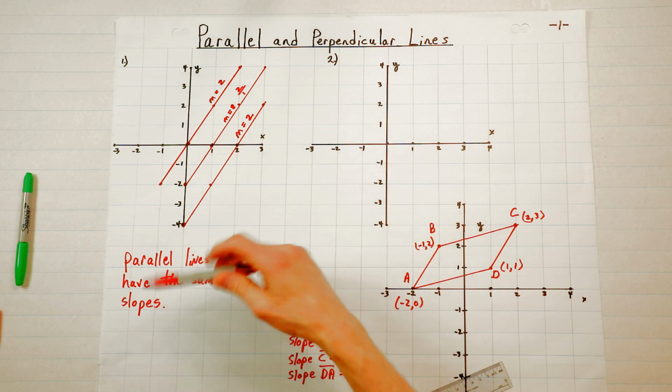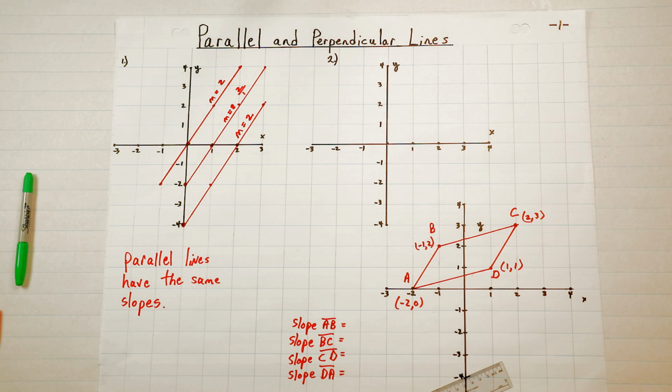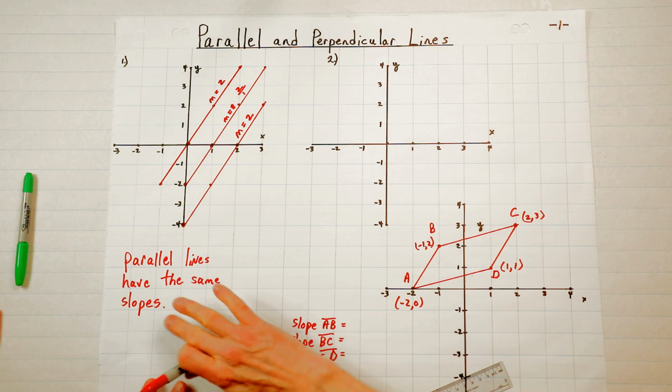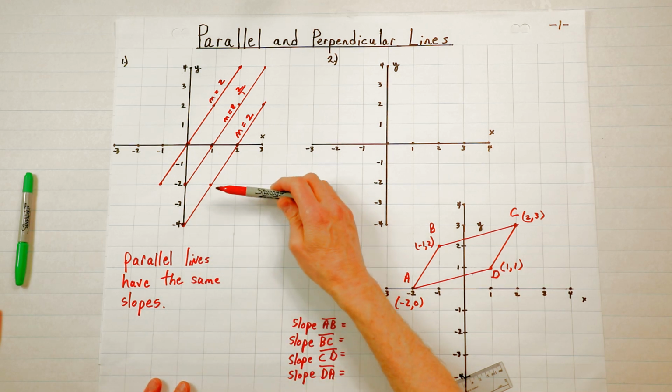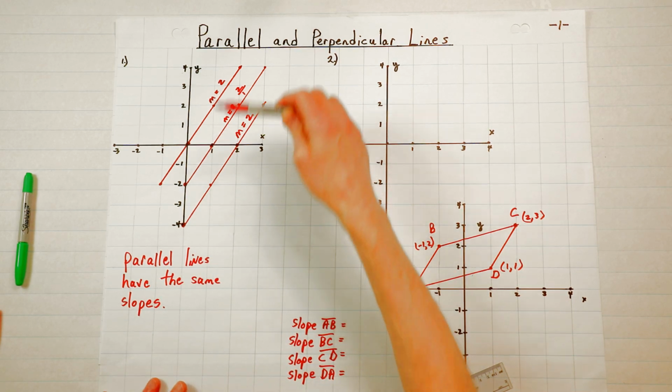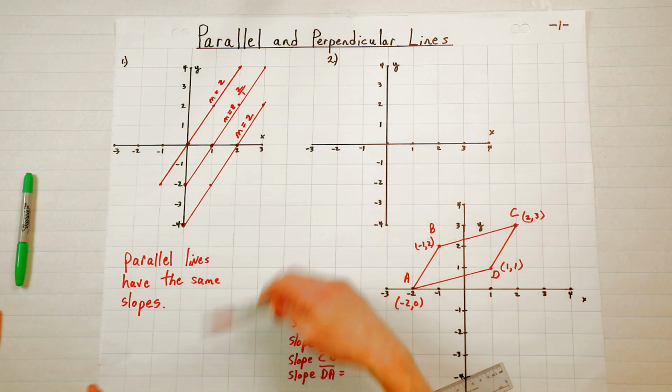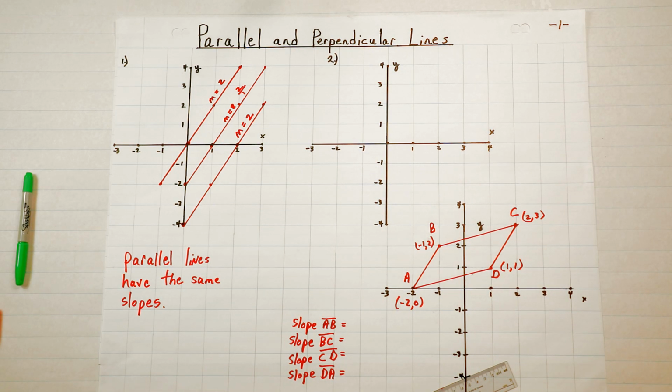Now you can calculate, we'll get into calculating the slope in a couple of minutes. But for now, I just wanted to count spaces, right up, right down, and so on. That's the easiest way to get the slope if you have a nice graph.